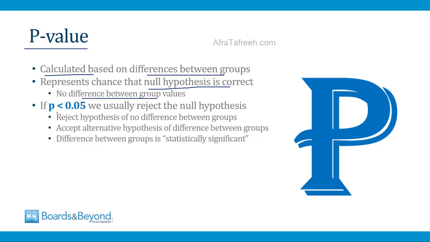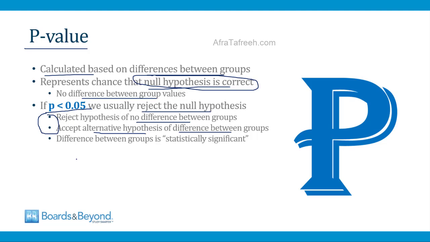And by convention, if the p-value is less than 0.05, which means there's less than a 5% chance that the null hypothesis is correct, then we usually reject the null hypothesis. This means we reject the hypothesis of no difference between groups, and we accept the alternative hypothesis that there are differences between groups that are real. And I talk about these things in more detail in the video on hypothesis testing.